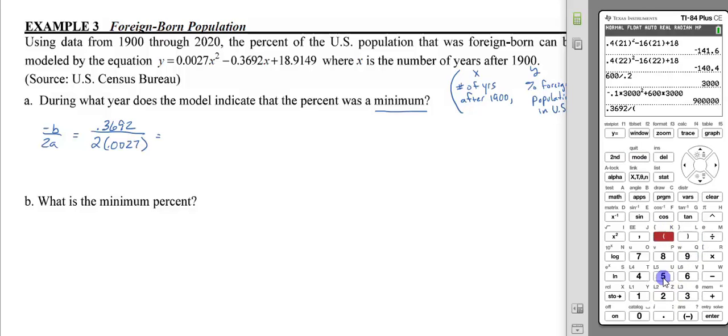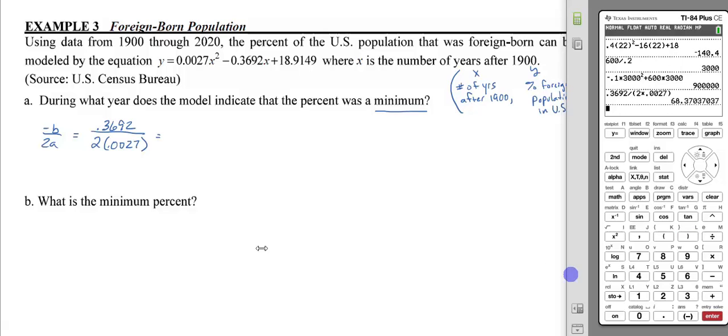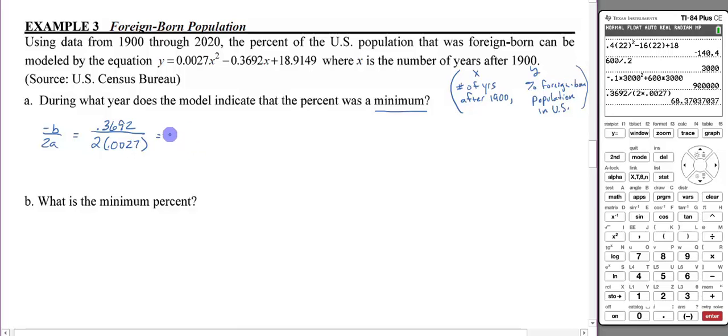0.3692 divided by parentheses 2 times 0.0027, close parentheses, and that means 68 years and then a little bit more. So 68 years after 1900 is 1968 plus a little bit more. That would push us into 1969. So this is about 68.37. So 1969 is the year that the percent was a minimum.